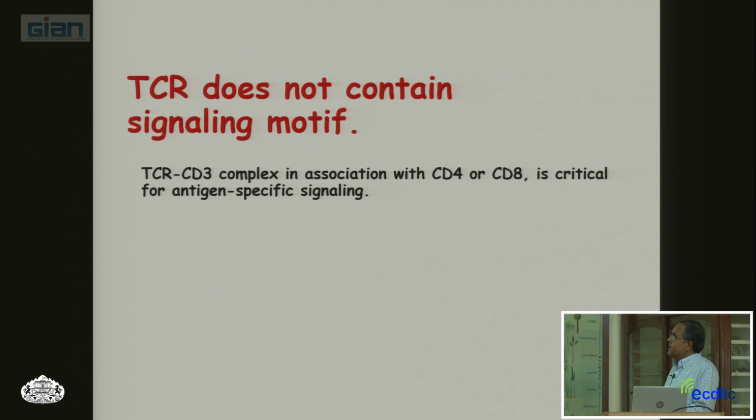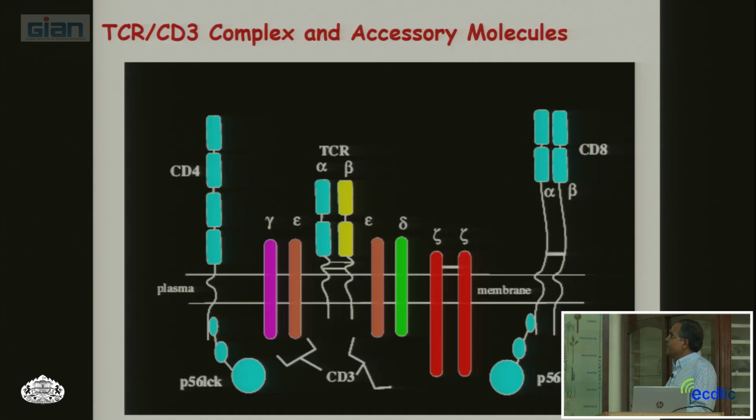Alone, these T cell receptor complexes don't contain any signal motif. I will show you the structure. These T cell receptor CD3 complexes are always in association with CD4 or CD8 molecules, which is very critical for antigen specific signaling. One thing you will notice is that these CD4 and CD8 molecules are important in interaction with MHC molecules. Here is a very simple cartoon of a T cell receptor CD3 complex. You have T cell receptor alpha beta here, and this is a CD4 molecule, or this is CD8. In most adult mature T cells, you will not have CD4 positive and CD8 positive together. Either there will be CD4 positive or CD8 positive.